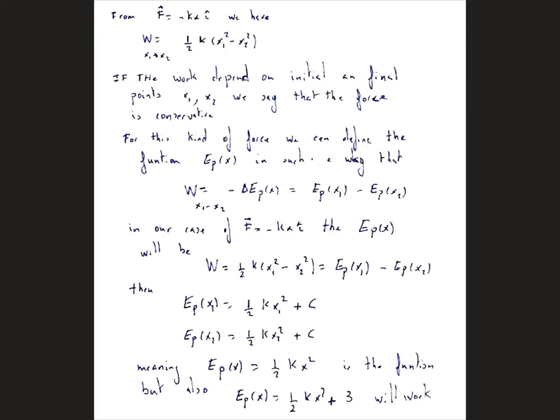The potential energy is 1/2 kx squared. So the function 1/2 kx squared is the potential energy of the spring. We have found the work done by a spring in going from x1 to x2, and we have found that the potential energy associated with the spring is 1/2 kx squared.